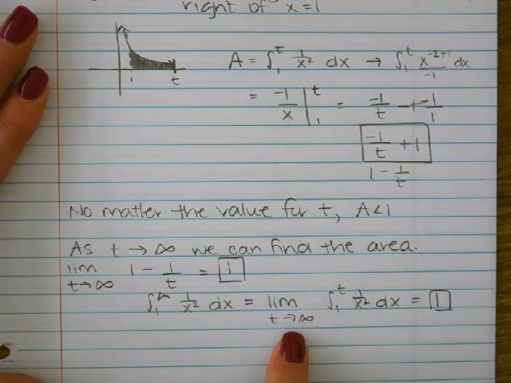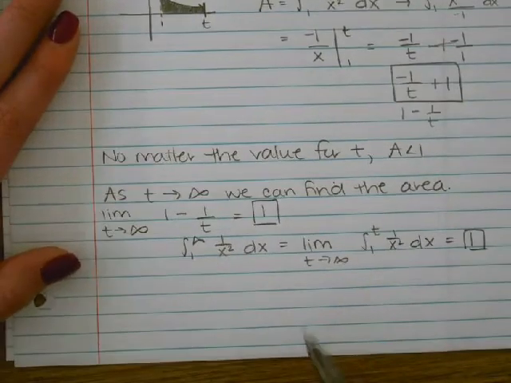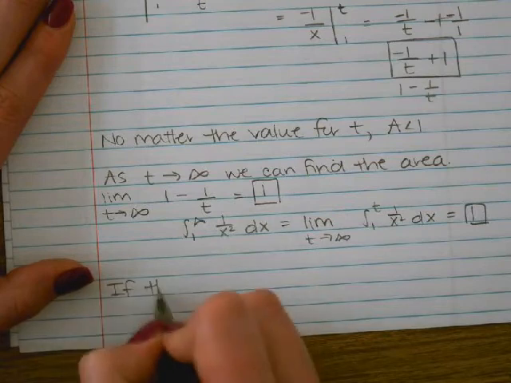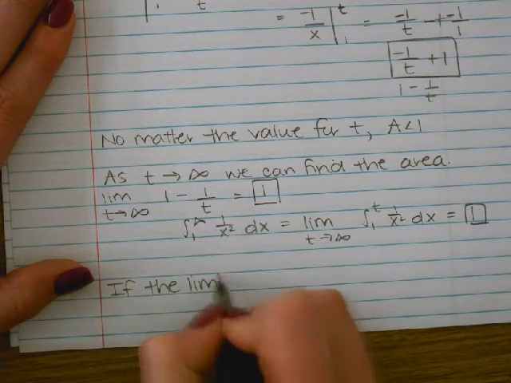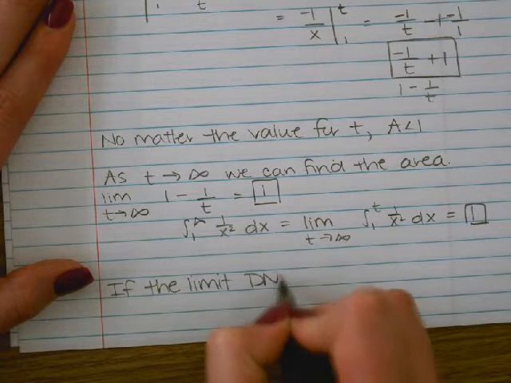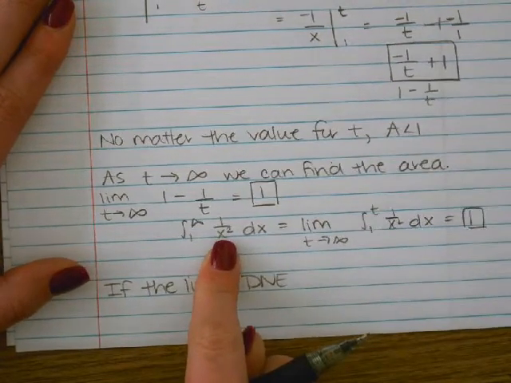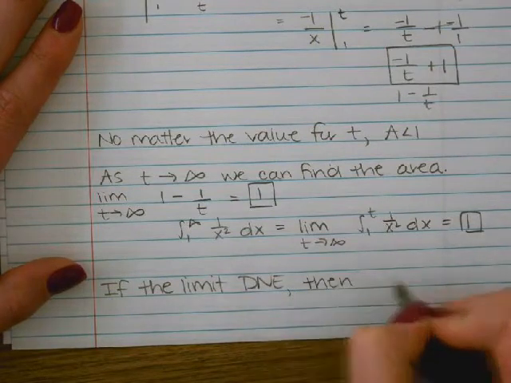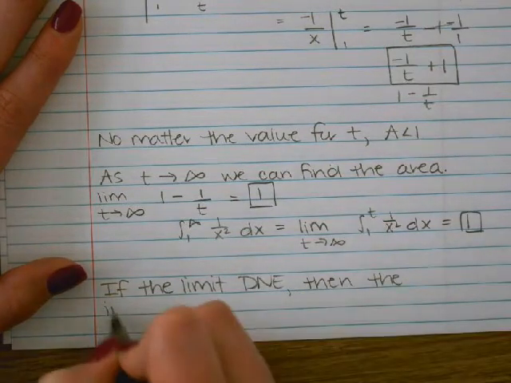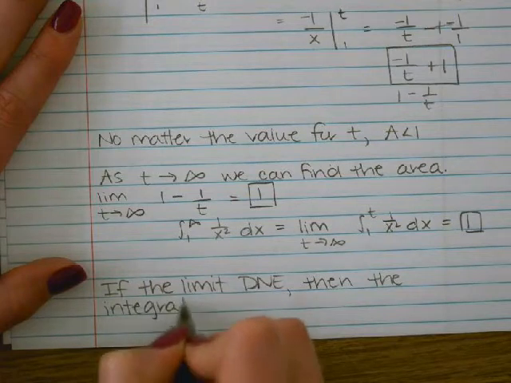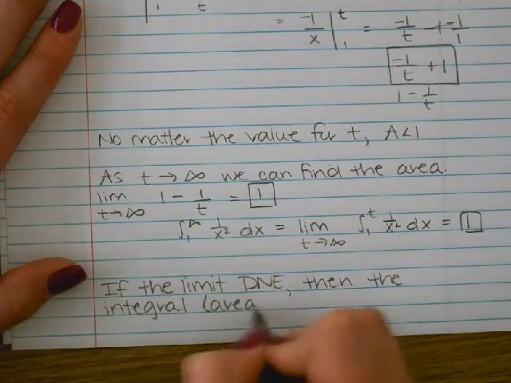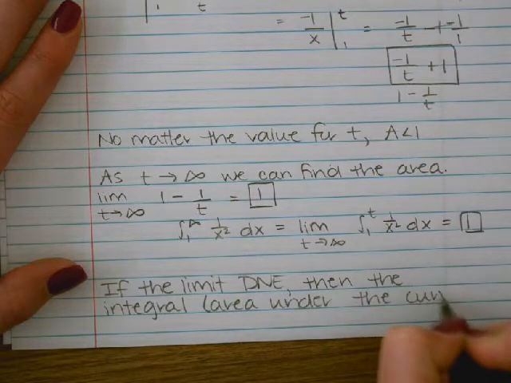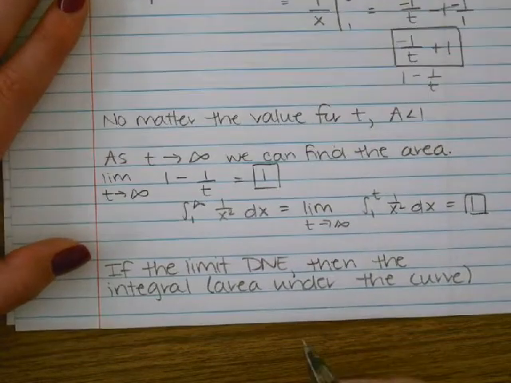All right, and then we're going to write a little note to ourselves down here. If the limit does not exist, like if this had been x squared instead of 1 over x squared, then the integral, and remember an integral is actually an area under a curve, diverges.